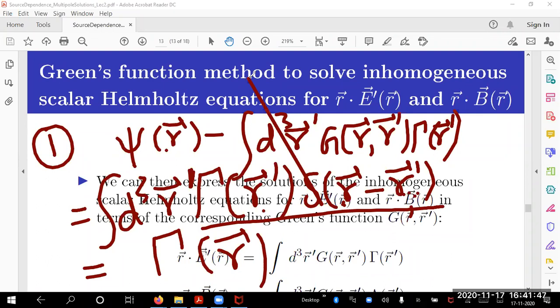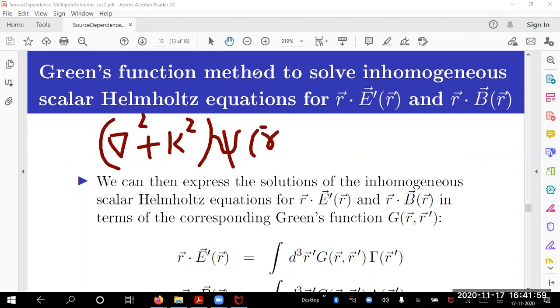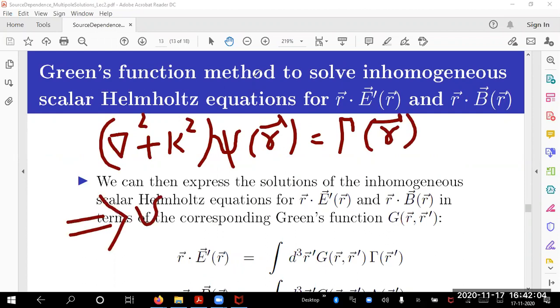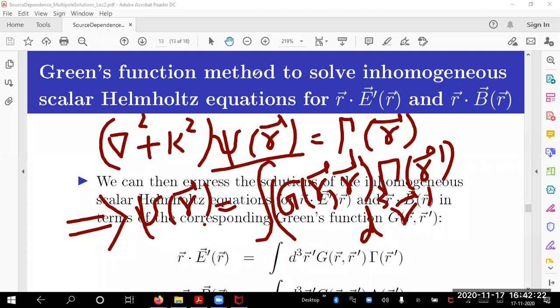So what did I get now? What I got now is, I have to erase and write it. Del squared plus k squared acting on psi of r is equal to gamma of r, which implies that psi of r is equal to the integral of g of r prime gamma of r prime. I should have written it here but I will write it at the end, it's fine. d cubed of r prime. That is the solution. Psi is called the solution. Gamma of r is given and I know the Green's function. So this is how we write it.